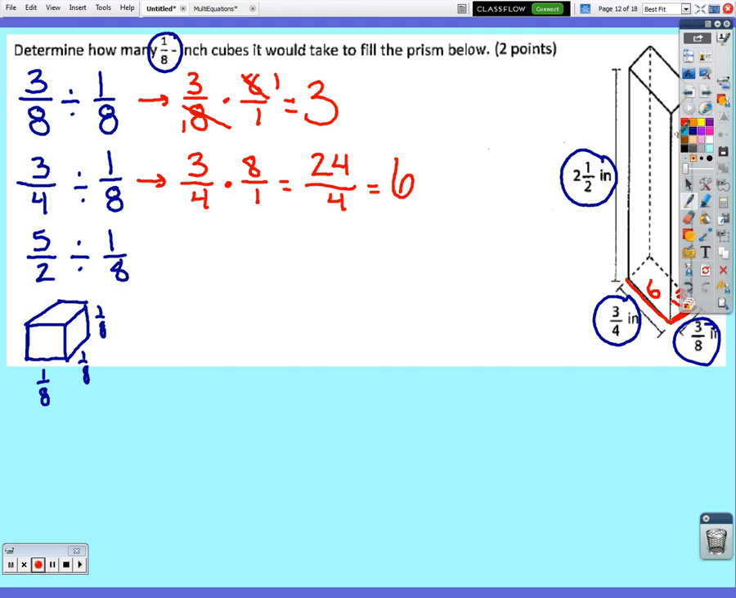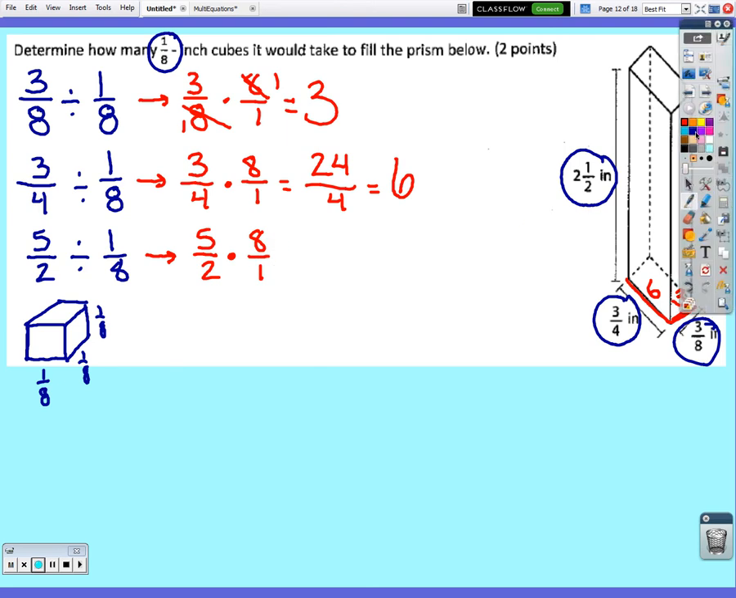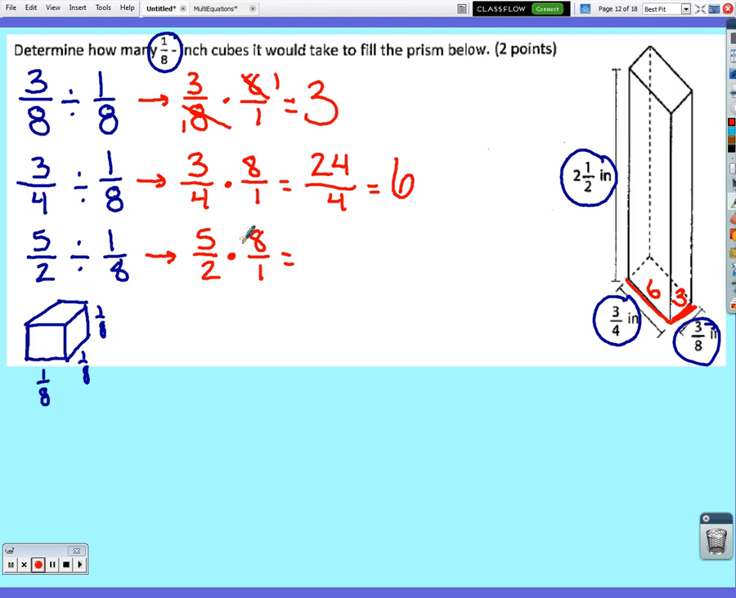Now we know that when we divide fractions, we really take the reciprocal of the second one, correct? So the 5/2 will remain the same. We're going to multiply that by what's the reciprocal of 1/8? 8/1. And again, if I'm not comfortable with cross reducing, I could just multiply numerator times numerator, denominator times denominator. What is 5 times 8? What is 2 times 1? What is 40 divided by 2? That means I can fit 20 1/8 inch cubes going from top to bottom.